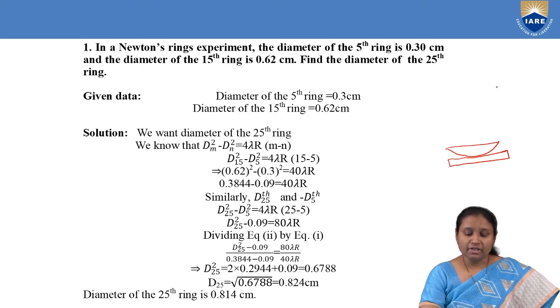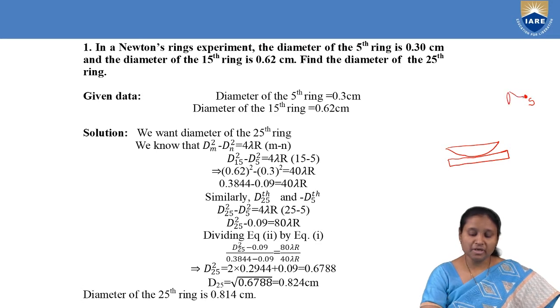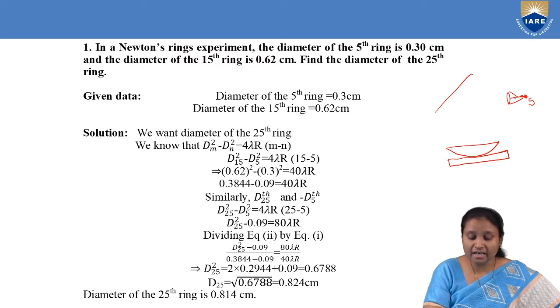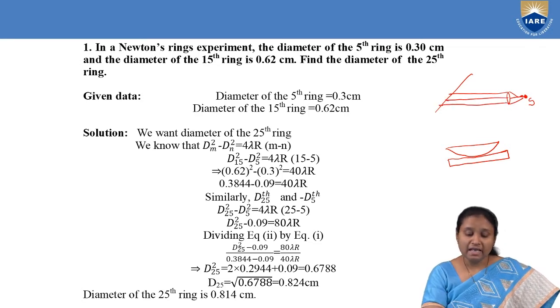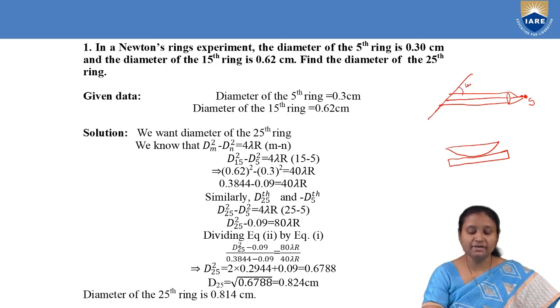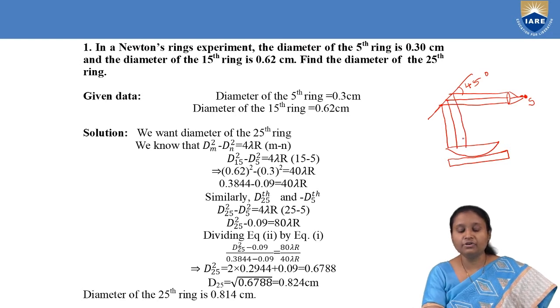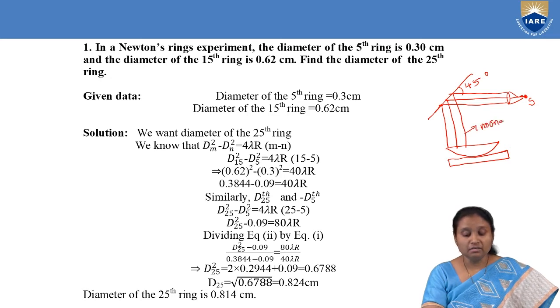And then suppose I have a monochromatic source of light. Using a lens, we'll make a parallel beam of light. So in order to get a parallel beam of light, we are making use of another lens, and this light is made to fall on another glass plate which is held at 45 degrees inclination. By doing so, once the light falls on this glass plate held at 45 degrees inclination, the light falls normally on this setup.